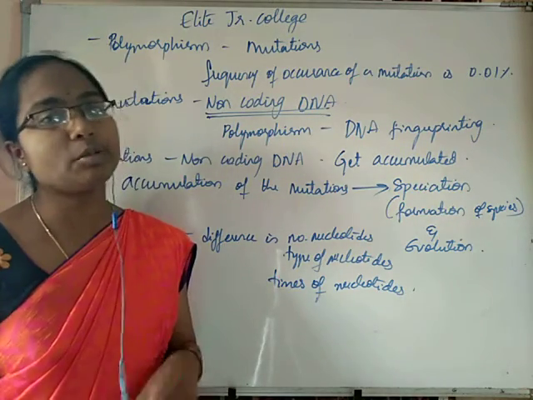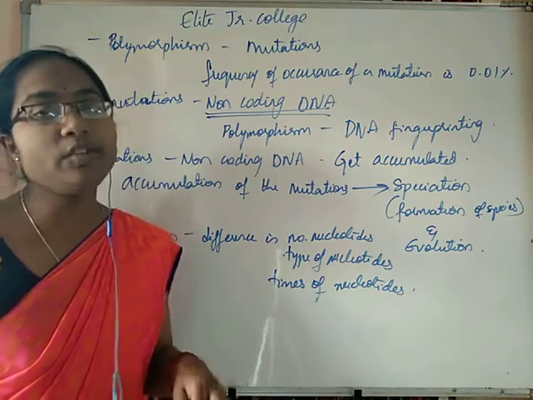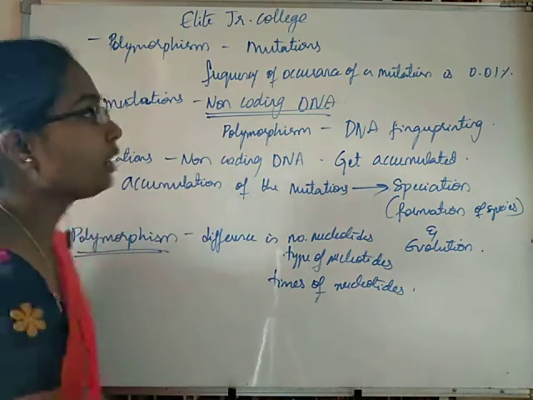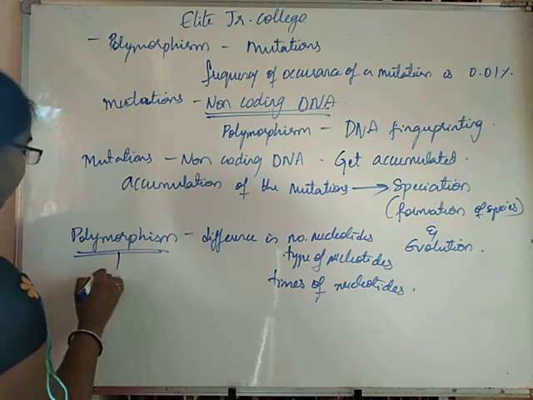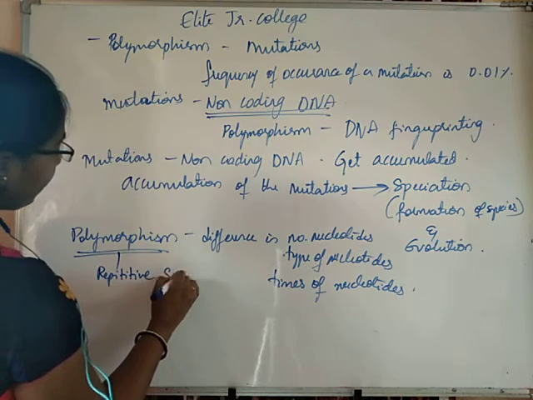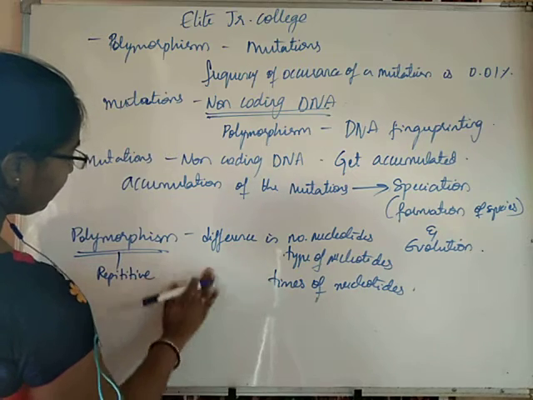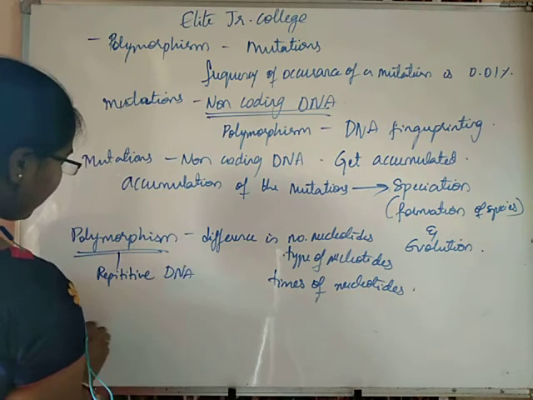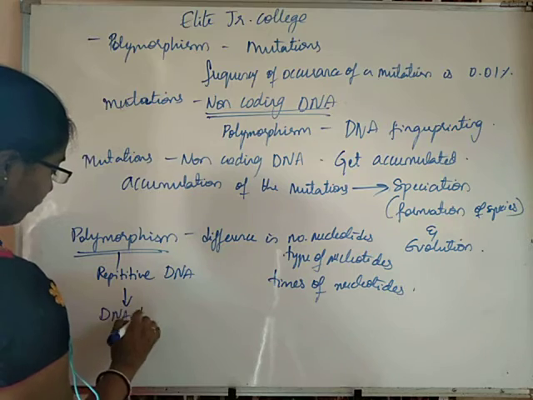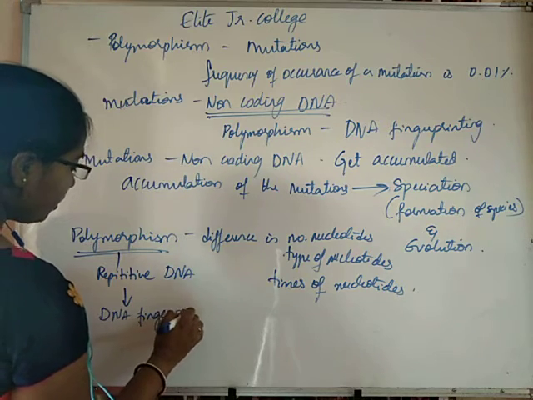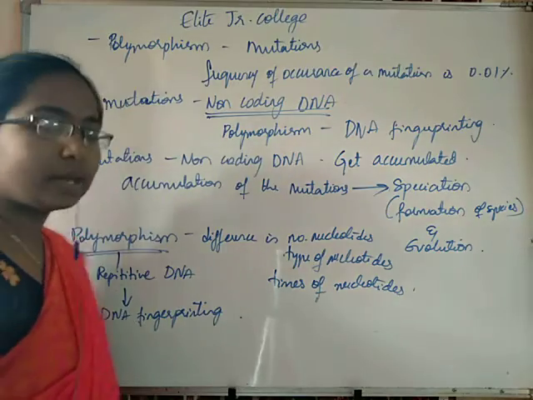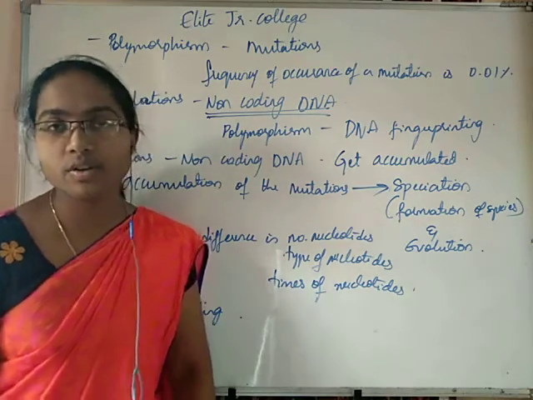Repetitive sequences exhibit polymorphism, students. Polymorphism of these repetitive sequences, that is the satellite DNA, is the basis for DNA fingerprinting. Okay. So, let us learn now exactly what this method is, and what are the steps involved in DNA fingerprinting.